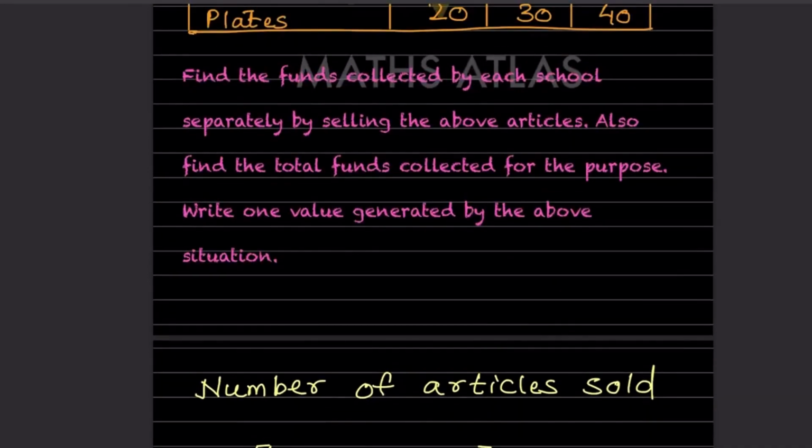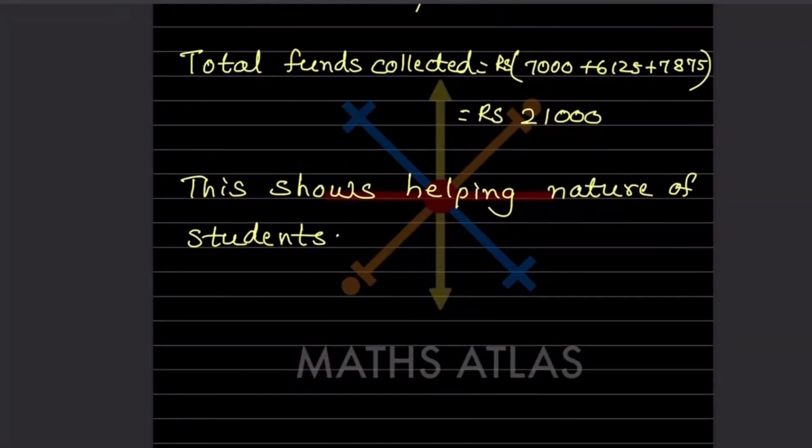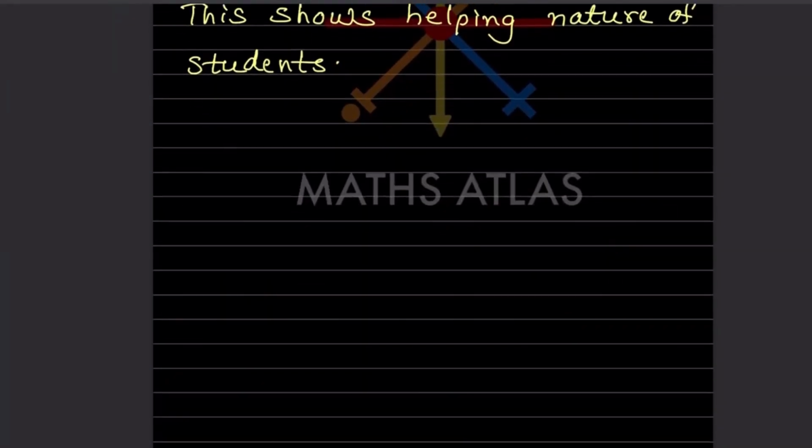Then what are you going to write here? They said write one value generated by the above situation. So what is the value here? We can say this shows the helping nature of students.